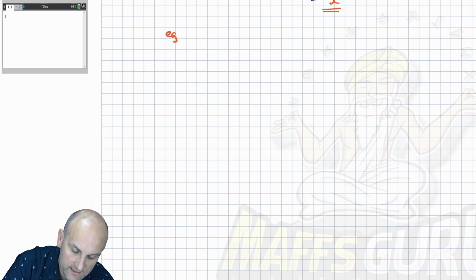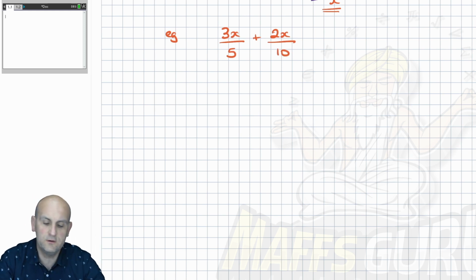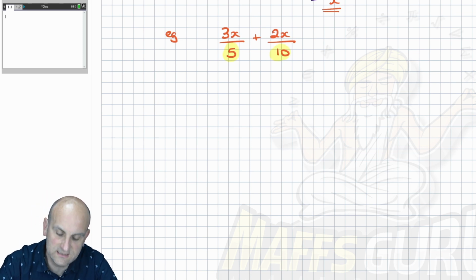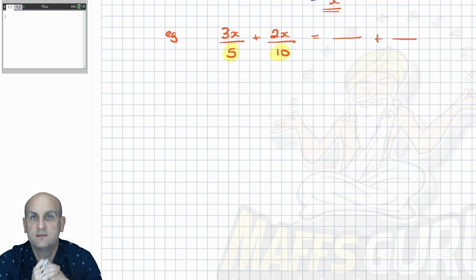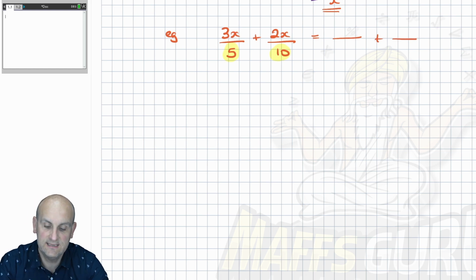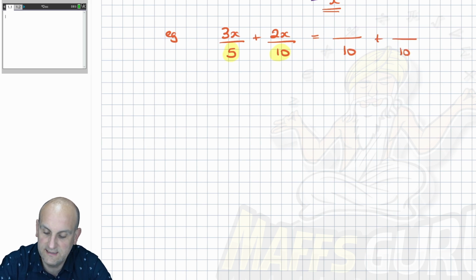Another example, let's do 3x on 5 plus 2x on 10. Oh no! The bottoms are different. Well, they might be different, but we've met this before. We've met the same idea before. So what am I going to do? I need to try and make them both go into the same number, right? So the highest common factor of 5 and 10 is in fact 10, and we're using highest common factor now because that's going to become important later.